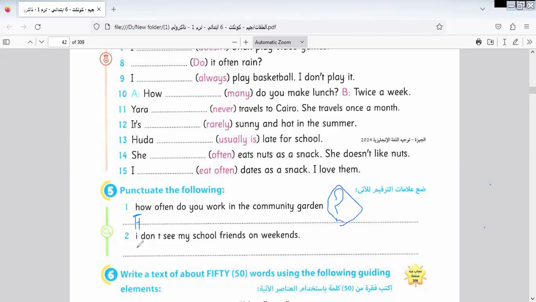Here we have "I" in small letter, so I will write it in capital letter. And here we have an apostrophe. I don't see my school friends on the weekends, and then put a full stop at the end of the sentence. Let's go to the paragraph and answer.